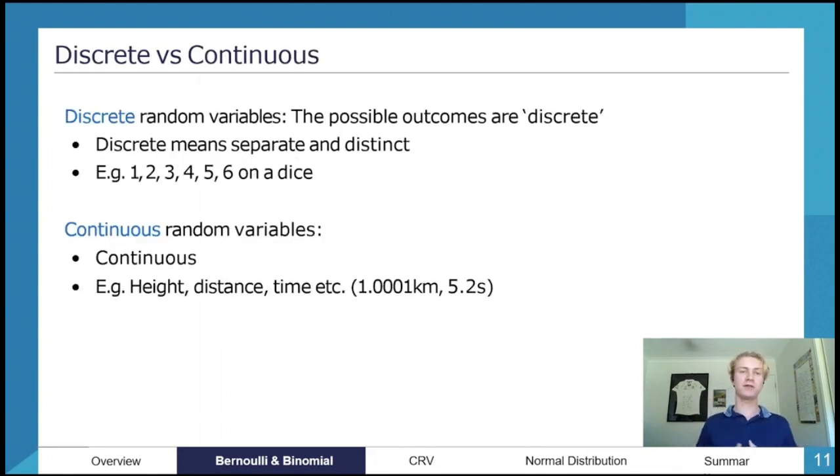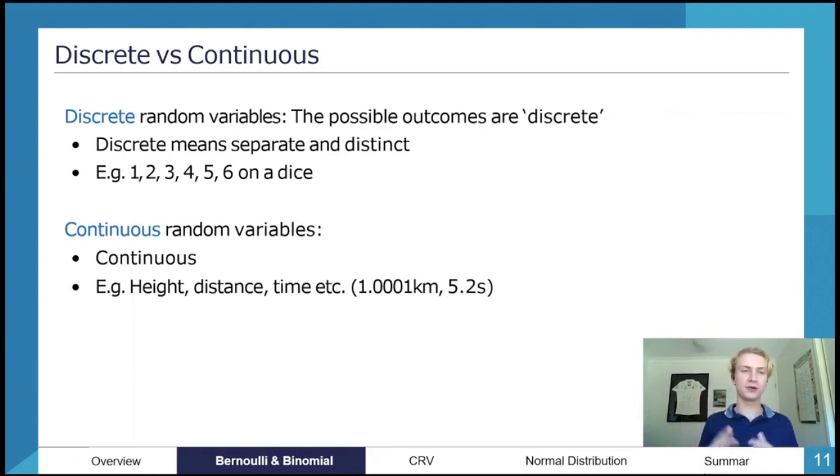So, discrete random variables. The possible outcomes for these variables are discrete. What does that actually mean? They're separate and distinct. There is no spectrum or something like that. It is just set numbers, e.g., 1, 2, 3, 4, 5, and 6 on a dice. There's no 1.25, etc. There's only so many we can get. Whereas continuous is actually an infinite scale.